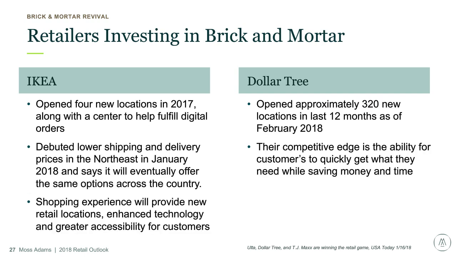A couple other ones, we identified IKEA as unique. Everyone knows who they are. What's unique about them is they're really working hard at bridging the digital and the physical, and doing it in a tough market, if you think about it. Furniture is not the easiest thing to move, but they are really pushing to bridge that gap between the digital and the physical. And then Dollar Tree obviously is all about convenience. They are trying to get customers' money as fast as they can. 320 new locations is out of this world in this day and age.